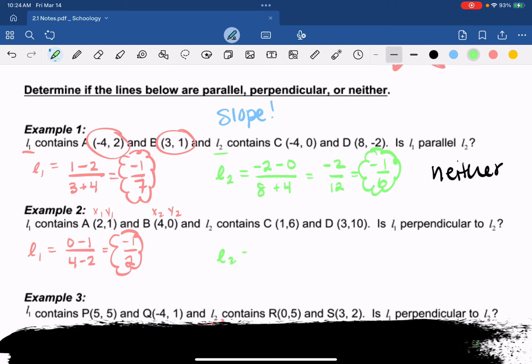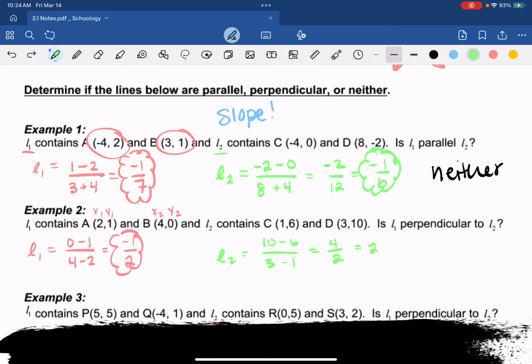Line 2, okay, we'd be solving this one by doing 10 minus 6 over 3 minus 1. And we'd be getting 4 over 2, which equals 2. Thought bubble. Now, right away, I can tell that these are not the same slopes. They're not parallel because one's a fraction, one's not.